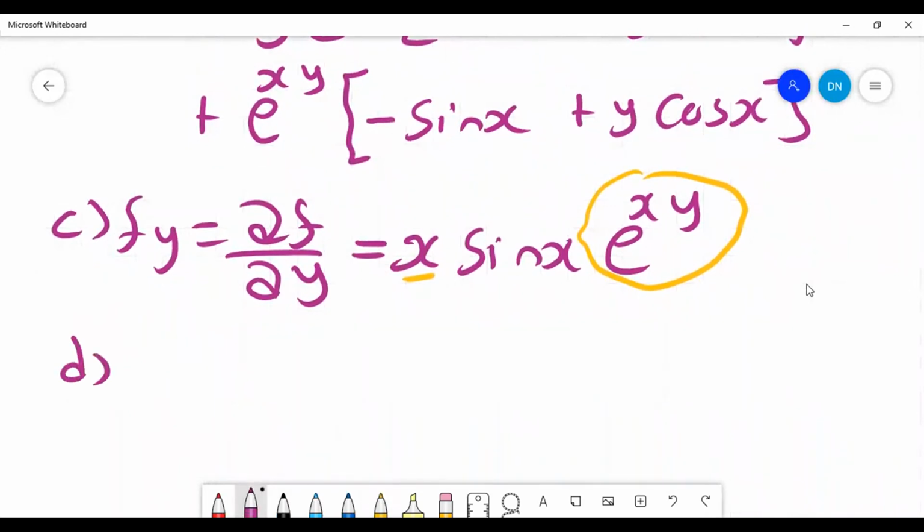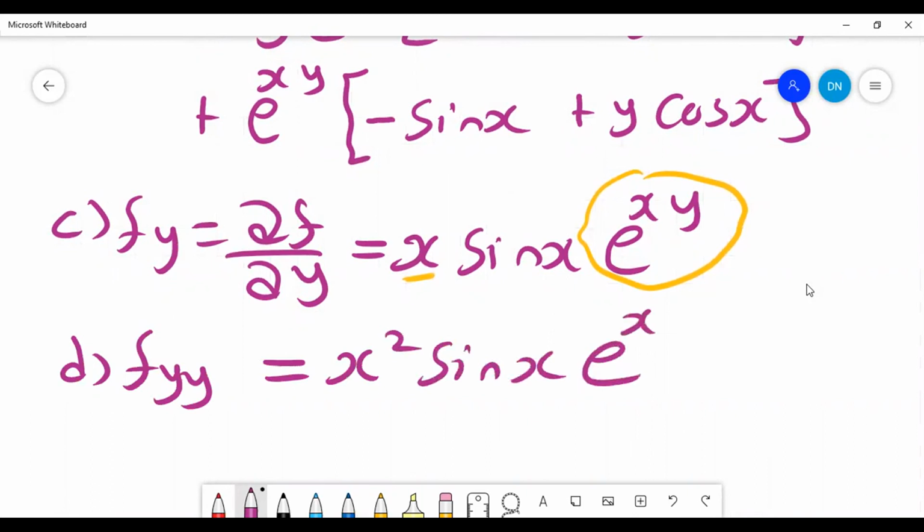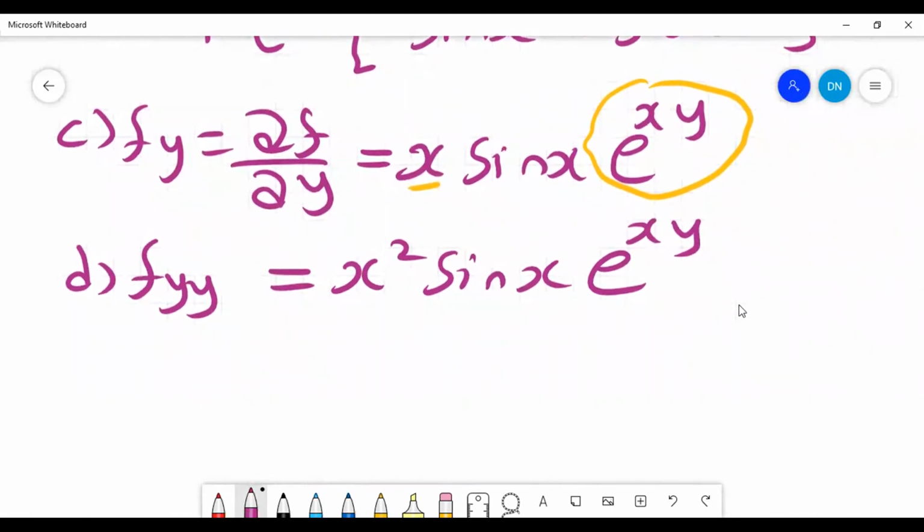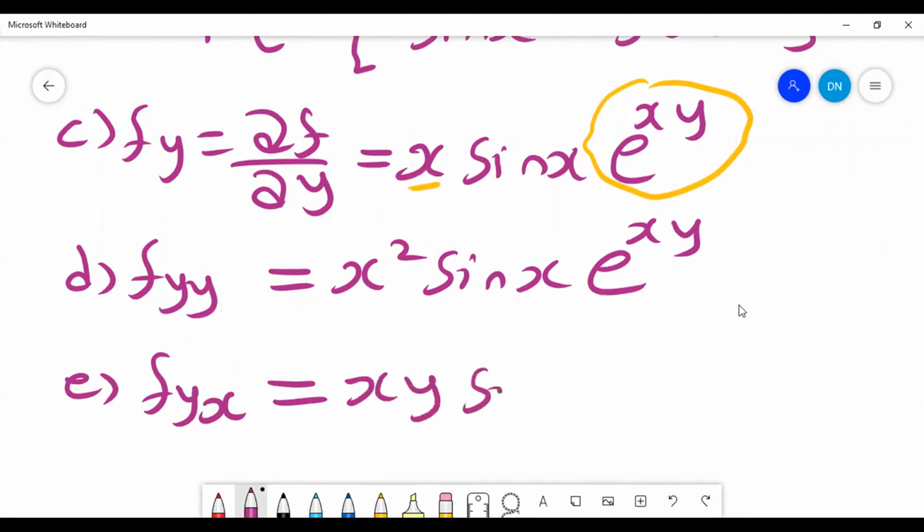What about part d? If I get the second derivative, everything else will be constant. I'll only be differentiating the exponential, which will give me x squared sine x e raised to power xy. And that's what I'll get. And I could also get the derivative of f of y and then x. That is, I take equation c and now differentiate with respect to x. I'll get the derivative of xy sine x e raised to power xy.